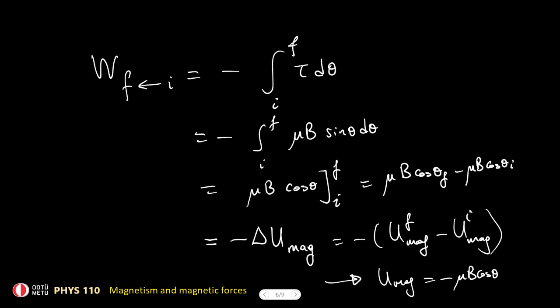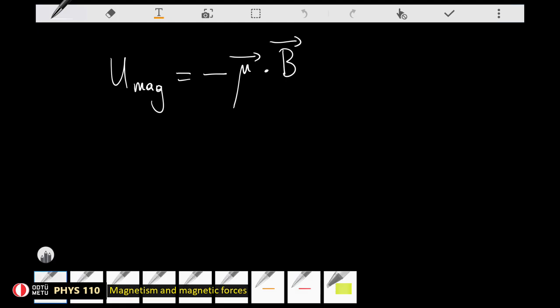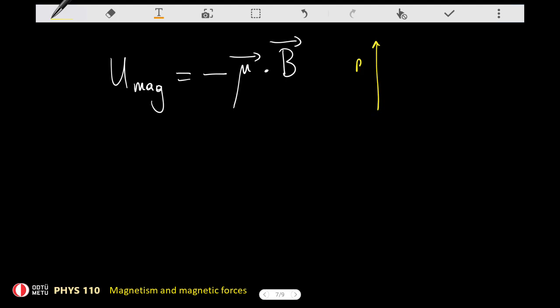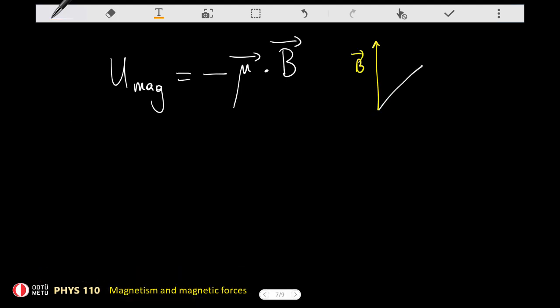We can express this formula by using the vector nature of the two vectors involved. It's just a dot product of these two vectors. So let me show them again in here. This is the magnetic field, and that's the magnetic dipole moment vector, and theta is the angle between them. So I can then express the magnetic energy as minus mu dot B.